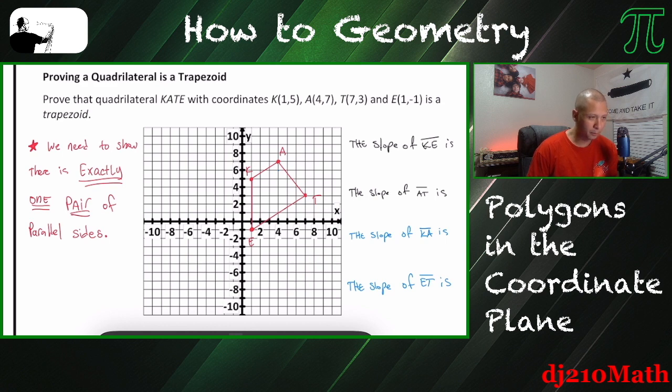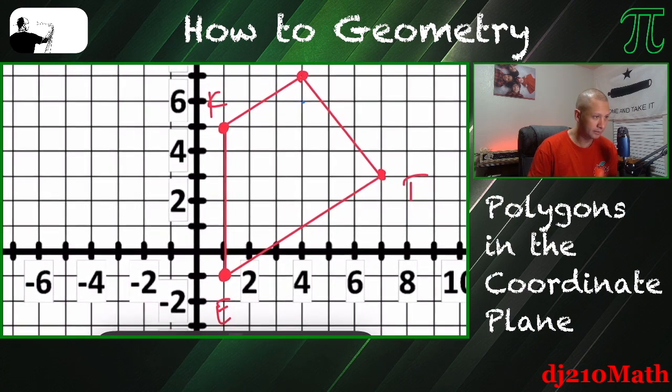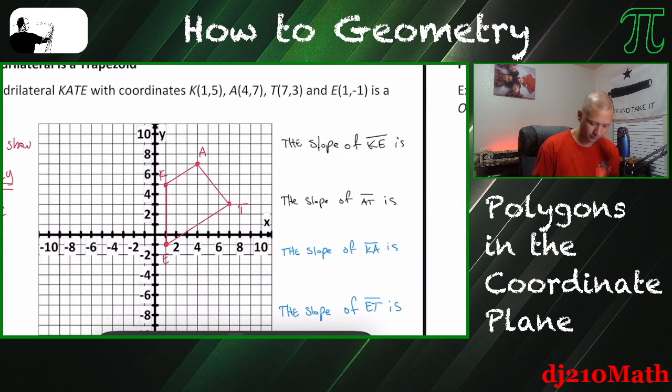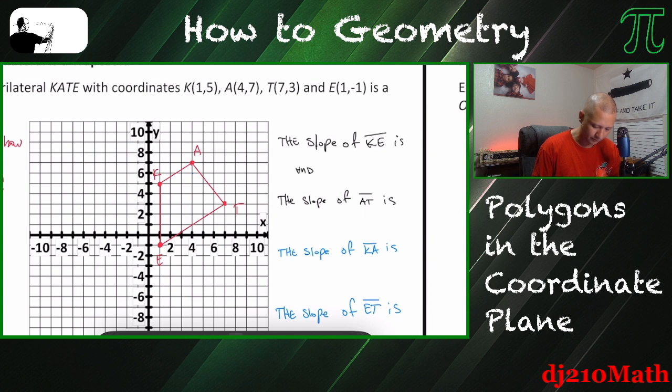So first, the slope of KE. So KE is the vertical line. So vertical lines have a slope that we call undefined. It's undefined. It's a U. Okay. The slope of AT, so AT starting from A going down to T. So it's going to be negative 1, 2, 3, 4. To the right, 1, 2, 3. So negative 4, 3.